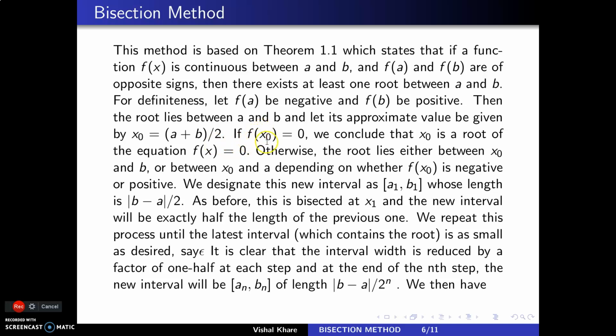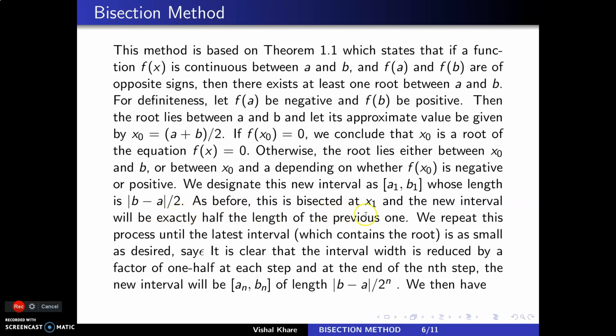If f(x0) = 0, we conclude that x0 is a root of the equation f(x) = 0. Otherwise, the root lies between x0 and b, or between x0 and a, depending on whether f(x0) is negative or positive. We designate this new interval as a1 b1, whose length is |b - a|/2.